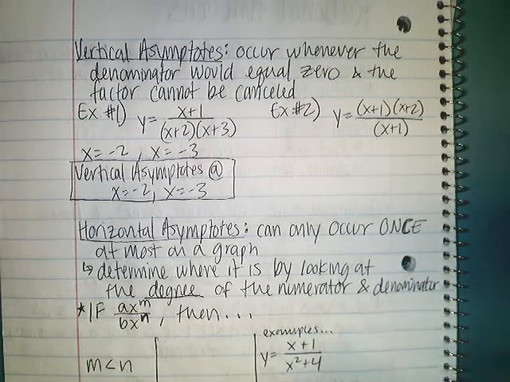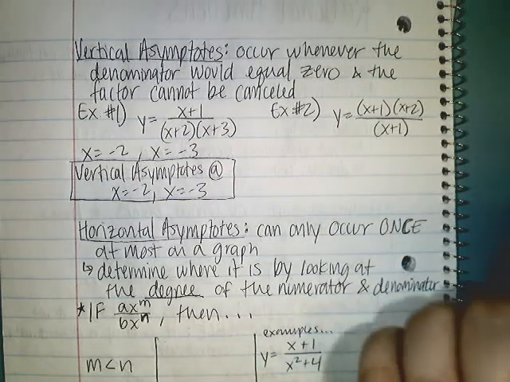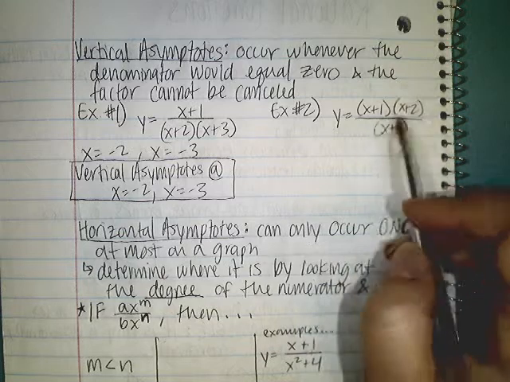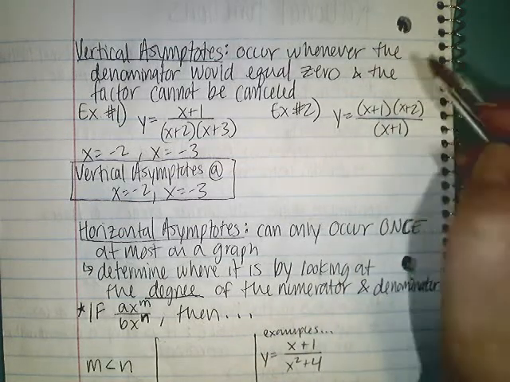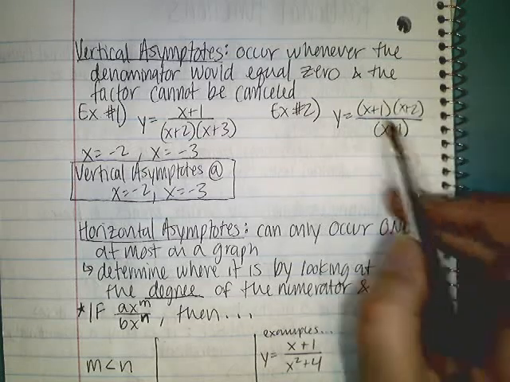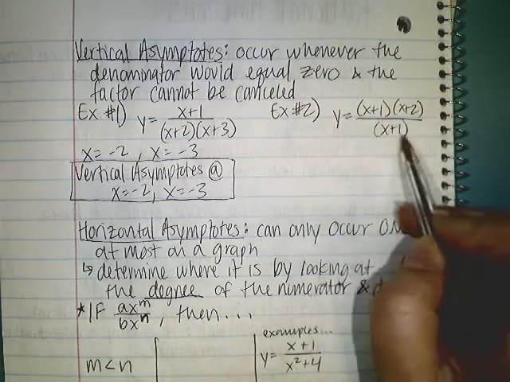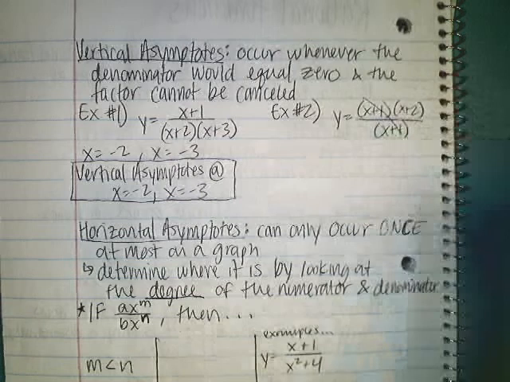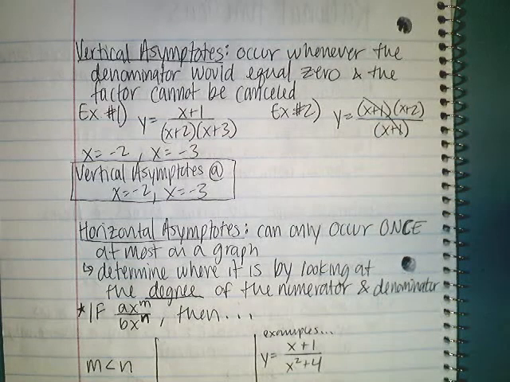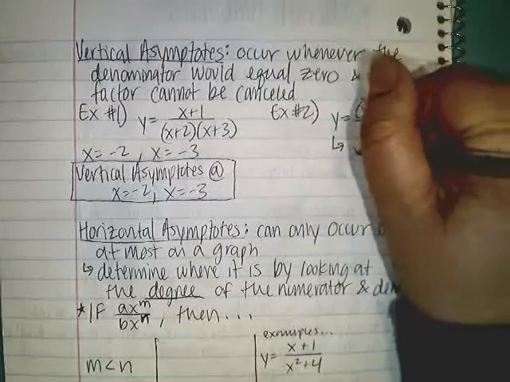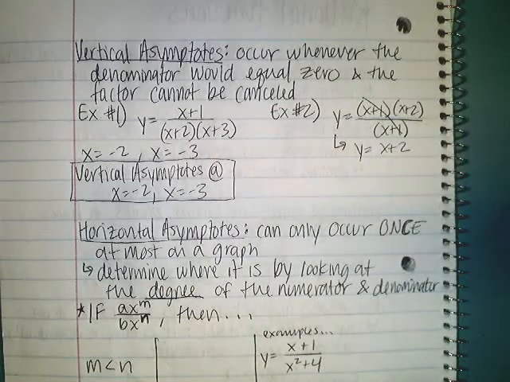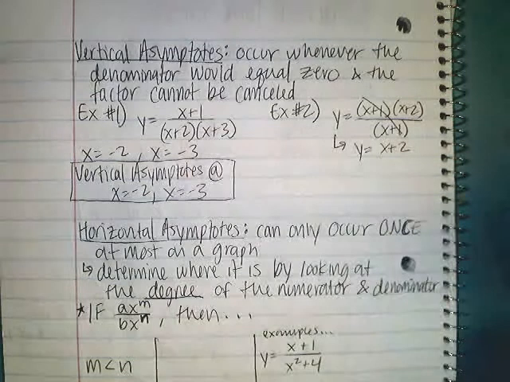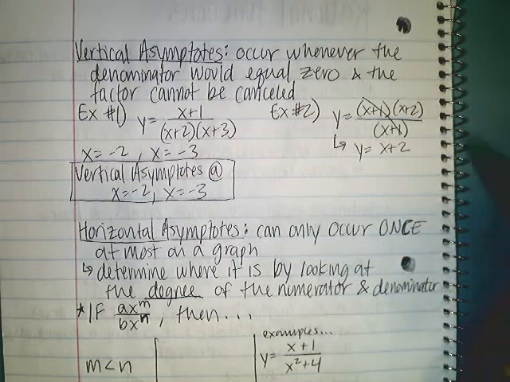So you're going to be solving when the denominator is 0 to figure out vertical asymptotes. Or what you could also find is that they might cancel. So in this case, we have x plus 1 times x plus 2 all over x plus 1. And you might notice that those can actually cancel out. So I'm left with just y equals x plus 2 once those cancel. So what that means is there's no vertical asymptote because that canceled.